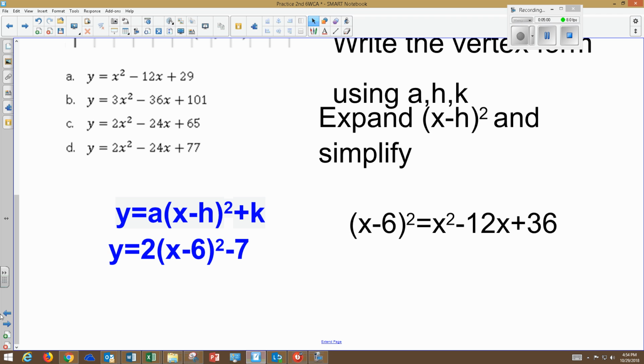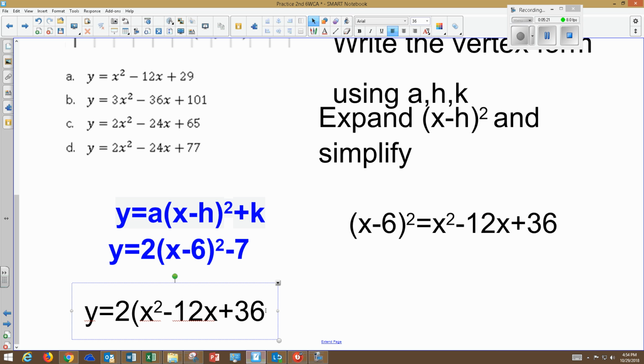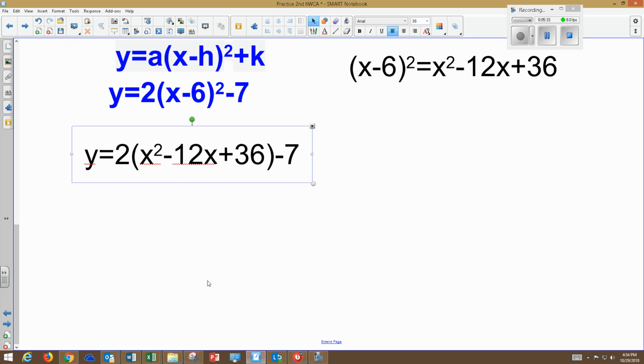That's from the box method. So let's write again y equals, I got a 2 out there, and I need all of this. All right. And then we got a -7 sticking out there. Okay. So let's simplify this, and it should match one of those forms there.